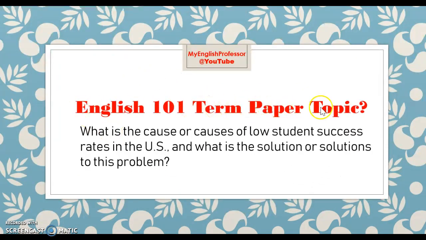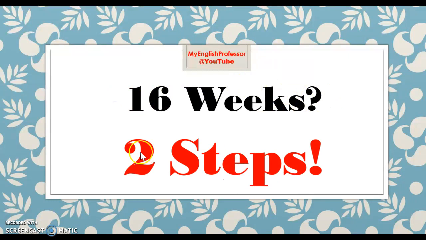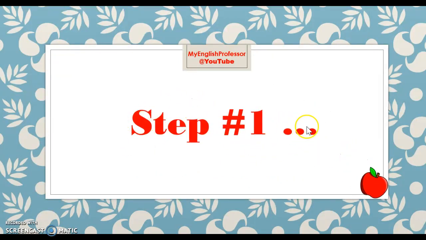Okay, what is our English 101 term paper topic? It is, what is the cause or causes of low student success rates in the U.S., and what is the solution or solutions to this problem? Okay, how are we going to enact the workshopping the essay policy with this English 101 term paper topic? Let's find out. What are we going to do in the 16 weeks? Well, we basically have 2 steps that we're going to cover, and let me go into them now about how we're going to enact this workshopping the essay policy. Okay, step number 1.